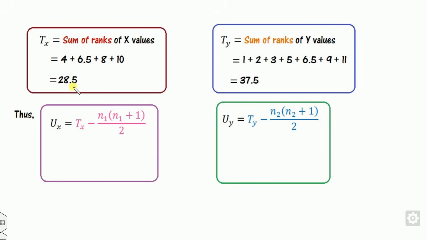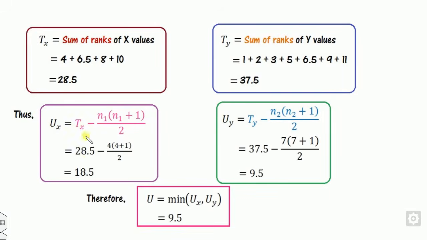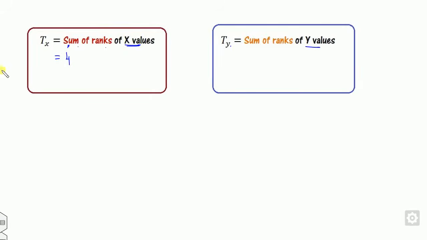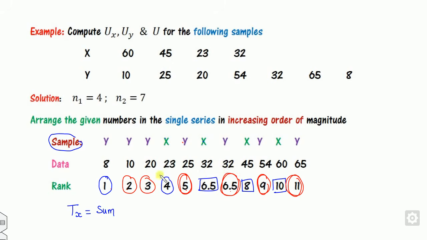by using this relation. So Tx is given to you as 28.5 minus n1, which is given as 4, you will get this. Uy you can substitute here, you will get this. Once you get Ux and Uy, finally you will get U as this. So this is a simple procedure for finding the value of Ux, Uy and U. The most important thing in this case is you have to rank the numbers based on their given observation.